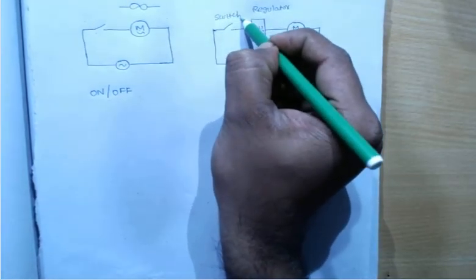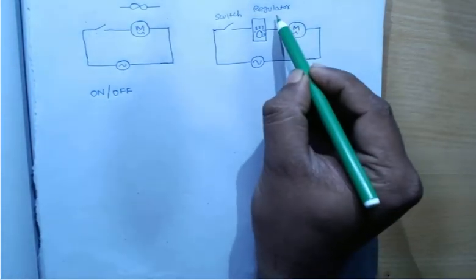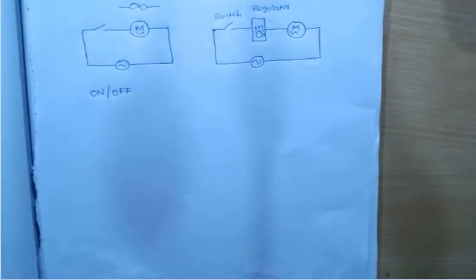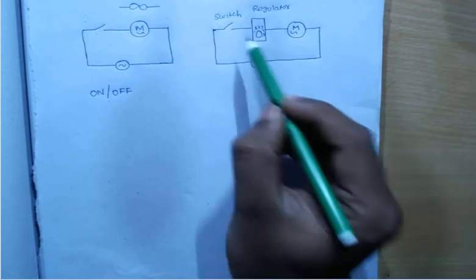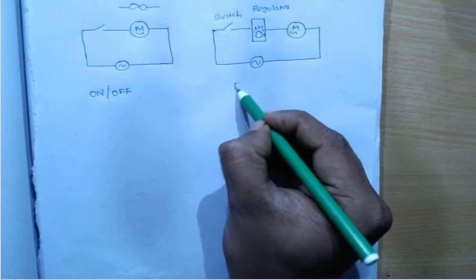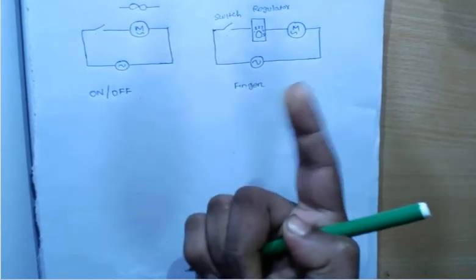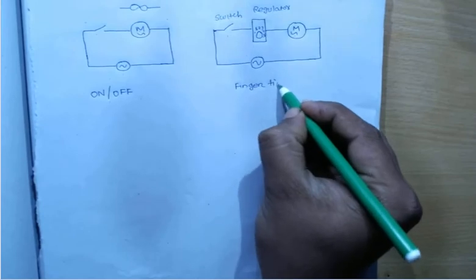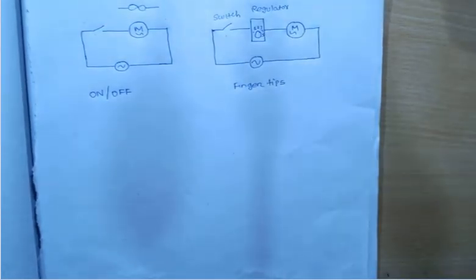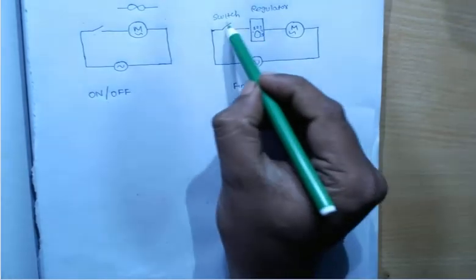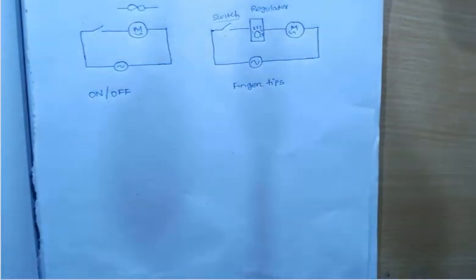A switch can only turn the fan on or off, whereas a regulator increases or decreases the fan speed. It means the regulator is a controller. It controls the speed of the fan, but the switch only helps in switching. But how do we switch on and off? For both components we use our fingertips. With our fingertips we switch the fan on and off. But in this practical, we will do this function with the help of a transistor.